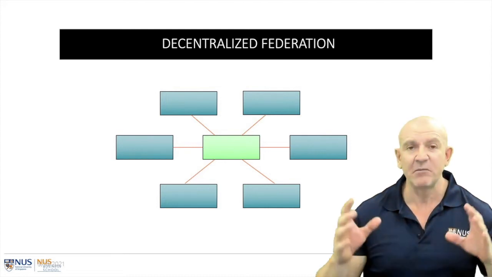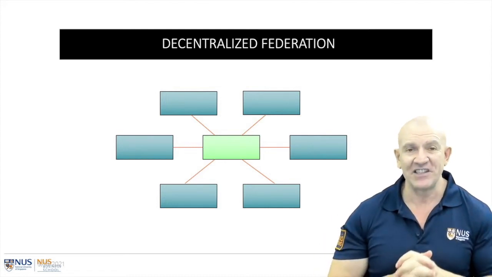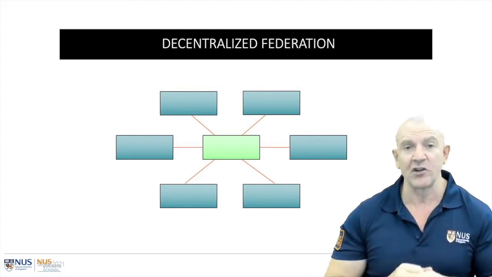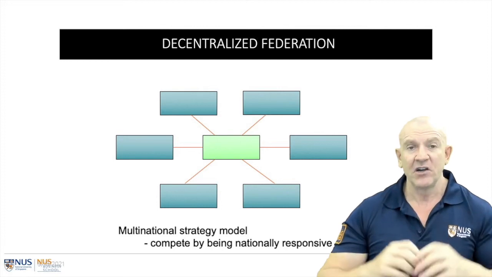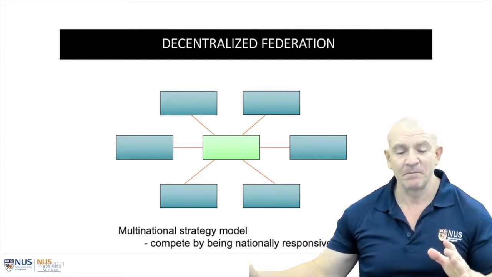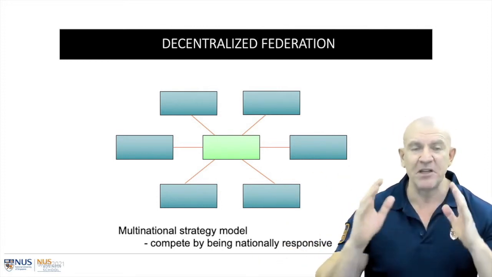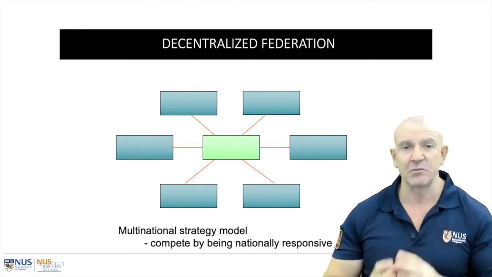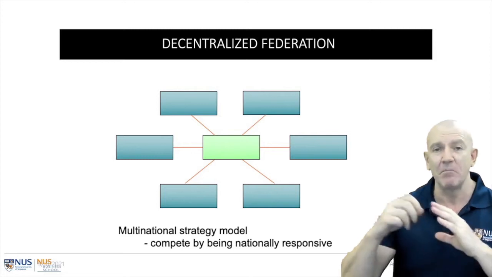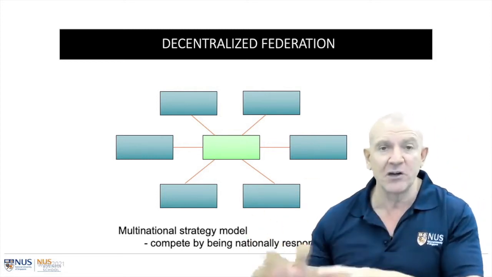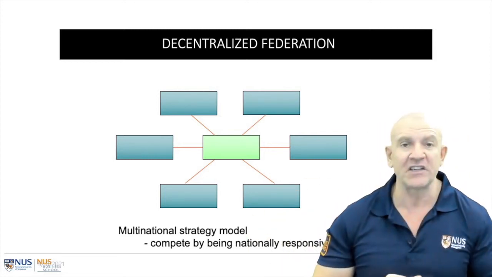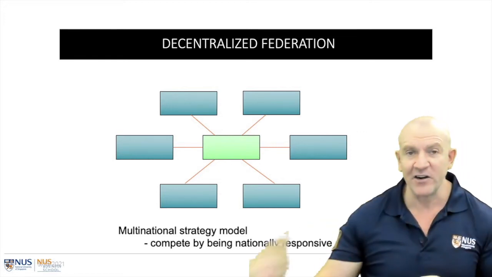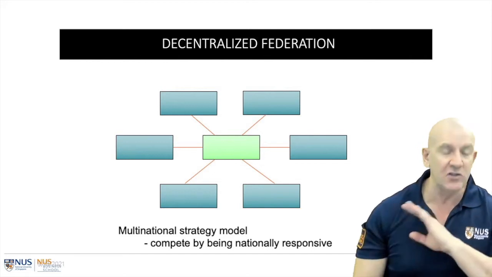Decentralized federation. This is even more dispersed than the centralized federation I mentioned earlier. In this particular model, which we can call the multinational strategy model, we think the world is very spiky. And so as a consequence, we must be maximally nationally responsive. So headquarters just gives a mandate to the subsidiaries to do what they want within the general context of the multinational firm in those individual markets. You need to tailor the product to the consumers, go ahead and do it.